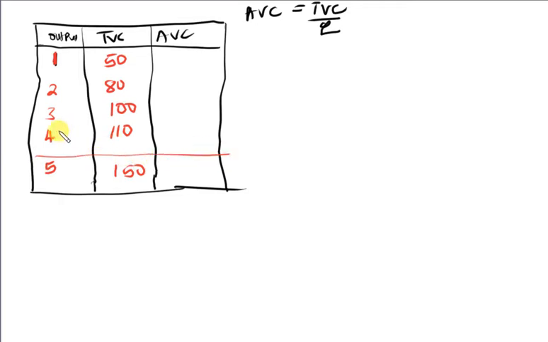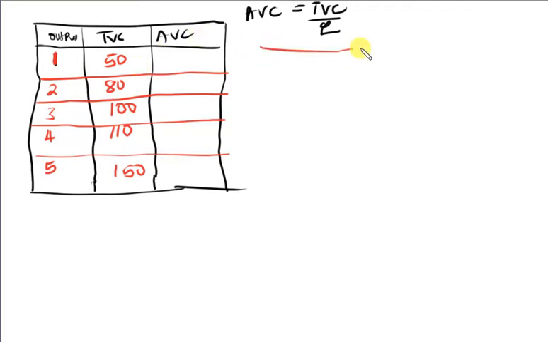So they're asking you to calculate the average variable cost. How would you do that? By simply going to your calculator and putting this formula. Average variable cost will be total variable cost over output. When you divide this, put this in your calculator, you'll find what you find.